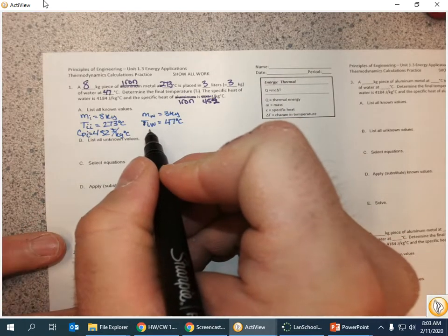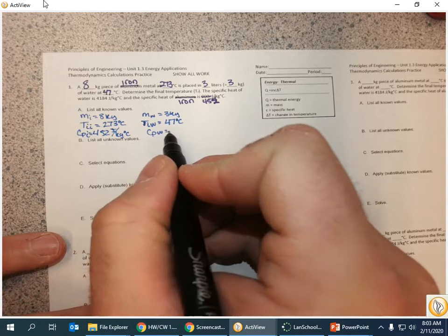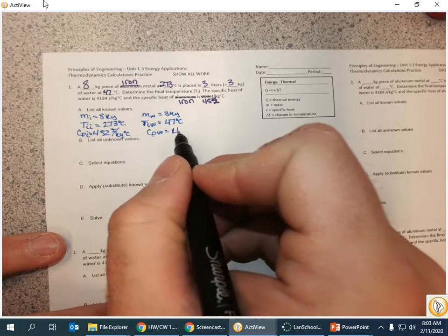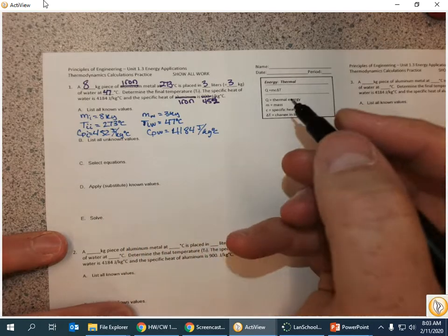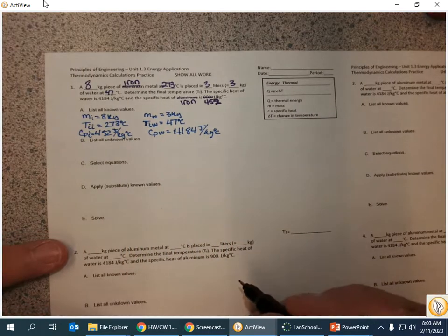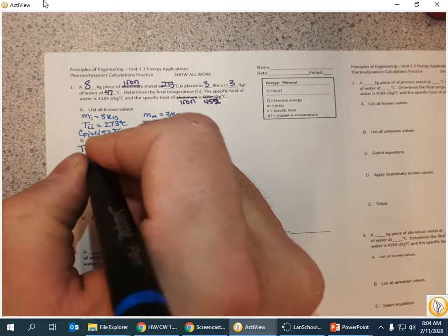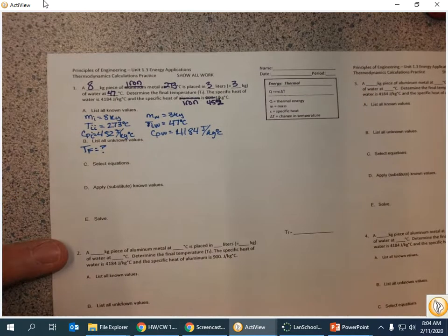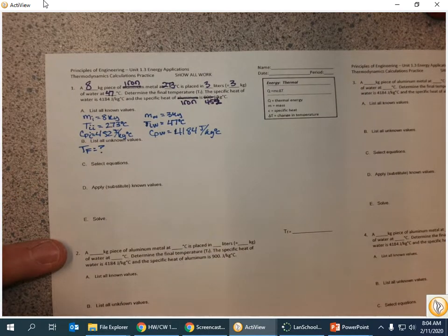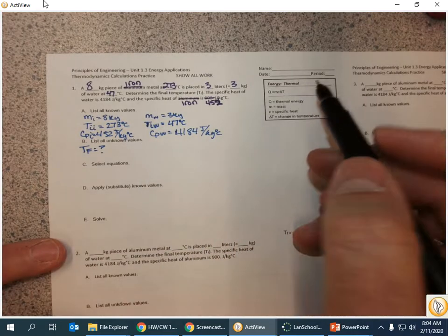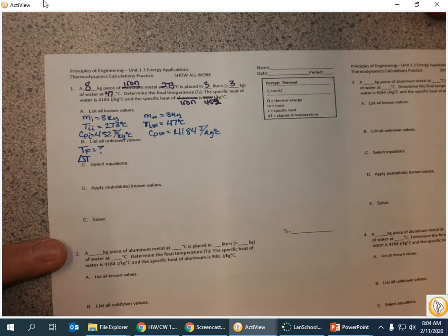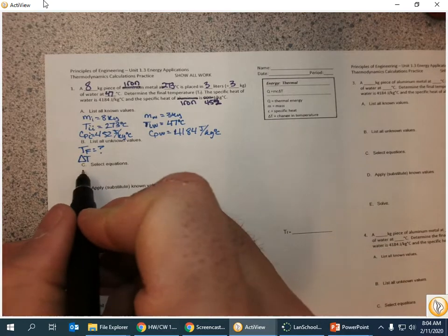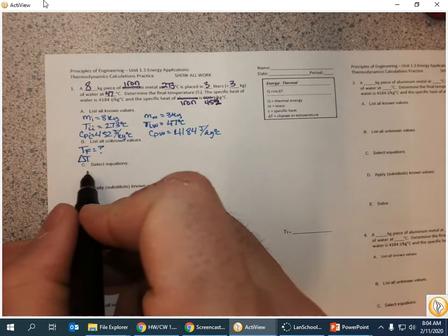And I know that the specific heat capacity of water is 4,184 joules per kilogram degrees Celsius. What I don't know is the temperature final. That is unknown. And in order to solve that, I got to look for a change in temperature. So change in temperature, I don't know. Equation for change in temperature would be to say, let's say equations that we'll need to use.